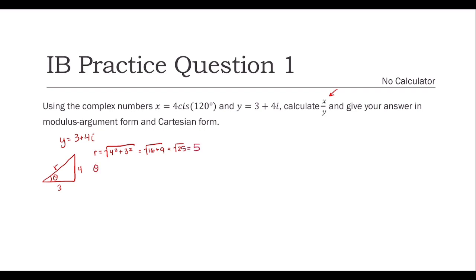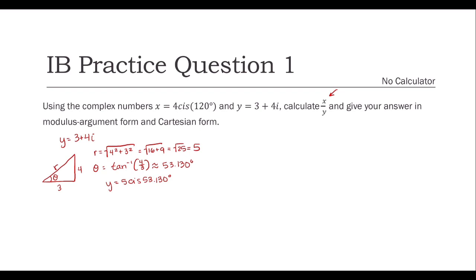And then our angle is going to be the inverse tangent of 4 over 3, which is approximately 53.130 degrees. So in modulus argument form, our y equals 5 cis 53.130 degrees.